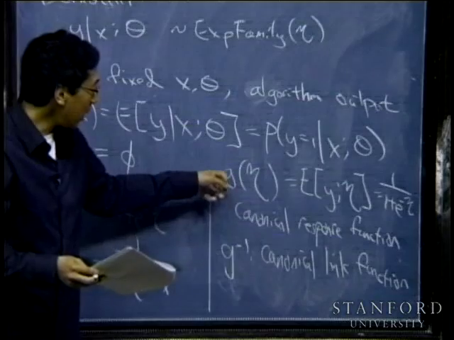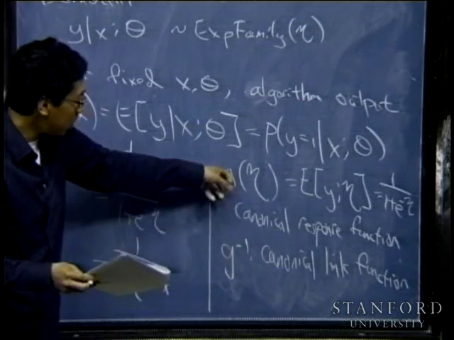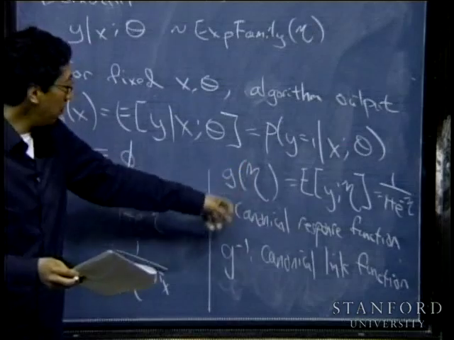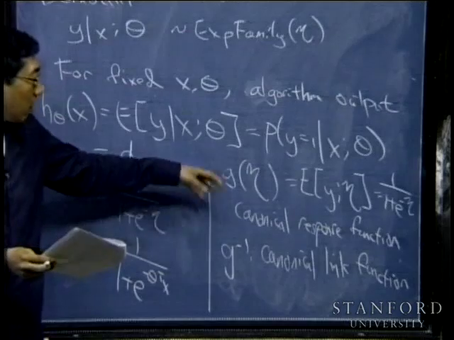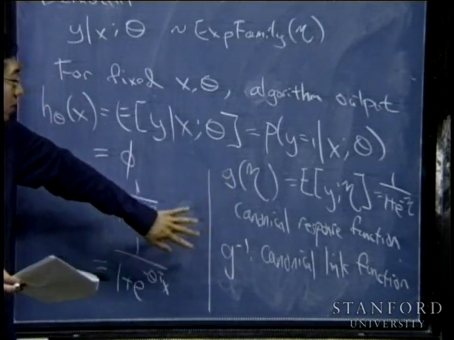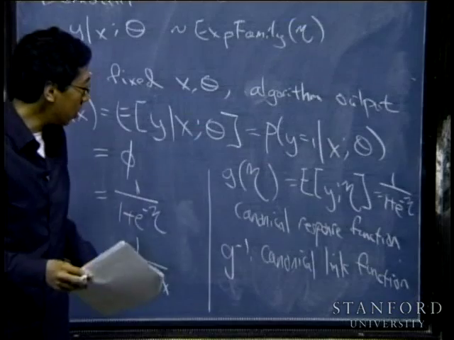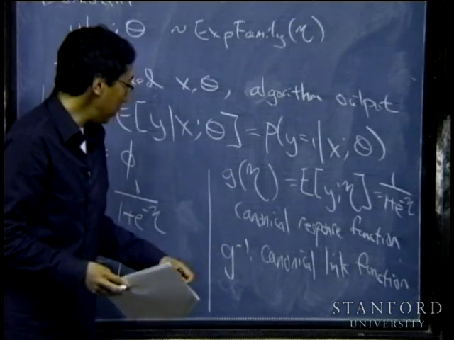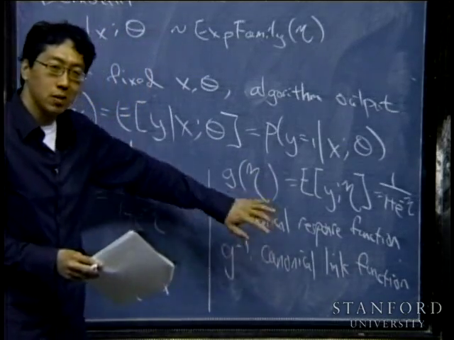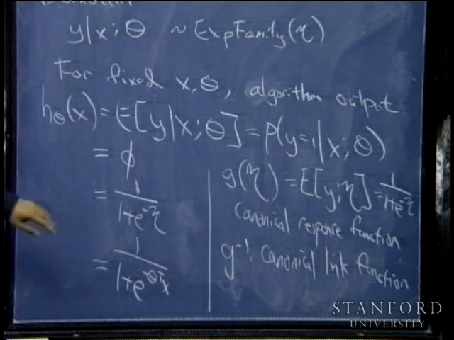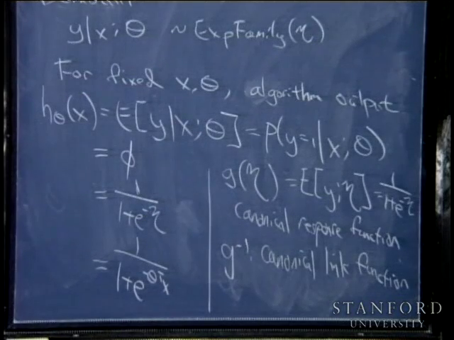Actually, many texts use the reverse, where this is g inverse and this is g, but this notation turns out to be more consistent with other algorithms in machine learning. So I'm going to use this notation, but I probably won't use the terms canonical response functions and canonical link functions in lecture a lot. I'm not big on memorizing lots of names of things. I'm just tossing those out there in case you see it elsewhere.